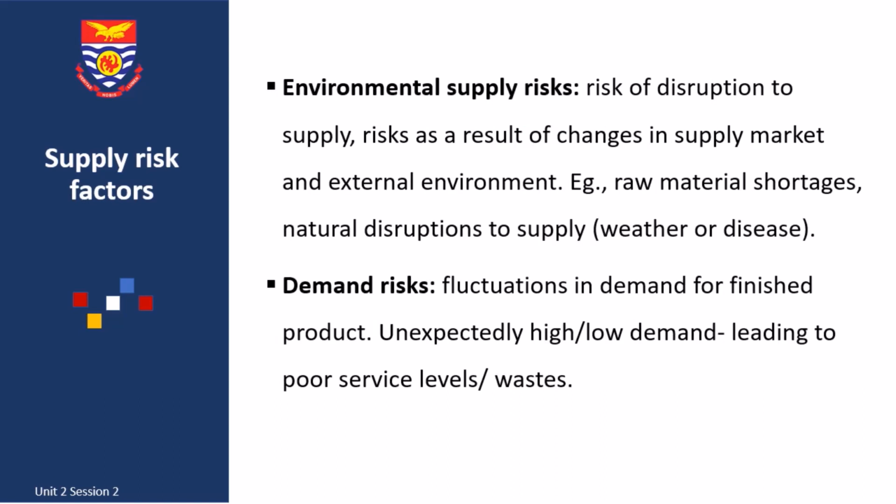Then we move on to environmental risk. They are uncertainties that characterize the natural environment in which the organizations operate. And some of these risks include the risk of disruption to supply, risks as a result of changes in supply markets and external environment. So some of the competition regulations, the macro and micro environmental factors, which are likely to affect organizations' operations or interactions with suppliers, are some of the things we term as environmental supply risk.